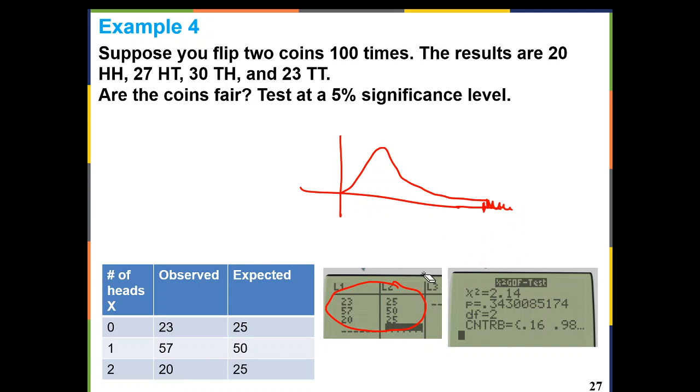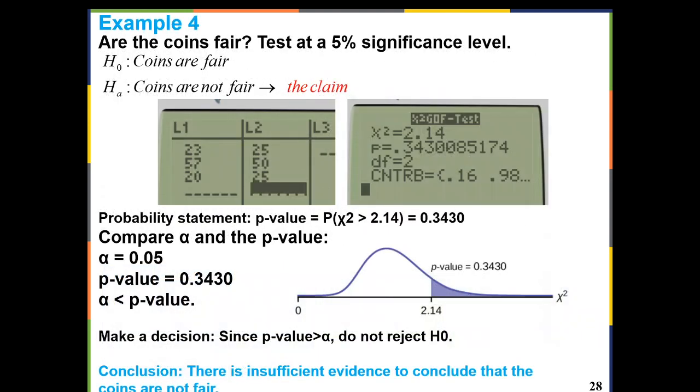All right, so in this case, we don't have enough evidence to reject the null hypothesis that the coins are fair. So basically we say the coins are fair, right? And that's the idea. There's not enough evidence to conclude that the coins are not fair. So at any level, really, 5%, 10%, 1%, doesn't matter, we still wouldn't have enough evidence to reject the null hypothesis.